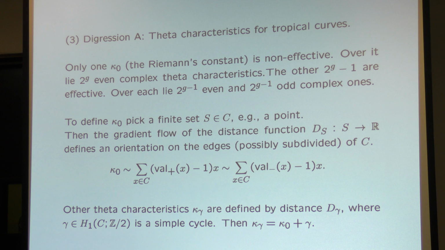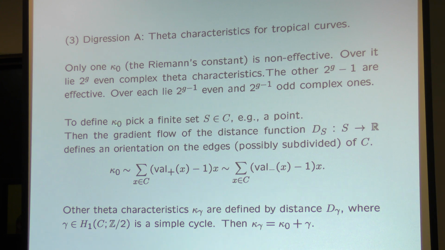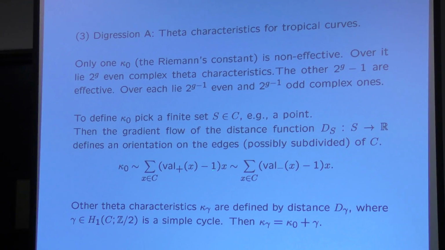So let me just describe quickly how you draw this, where you find this theta characteristic. You just pick a point, or maybe any finite set on there, and draw the distance function, and draw the gradient flow of the distance function. If you have, for instance, one point, another point, and then the distance somehow becomes equal, this is where you have the bend. This is where the valency is 2, and you subtract 1.